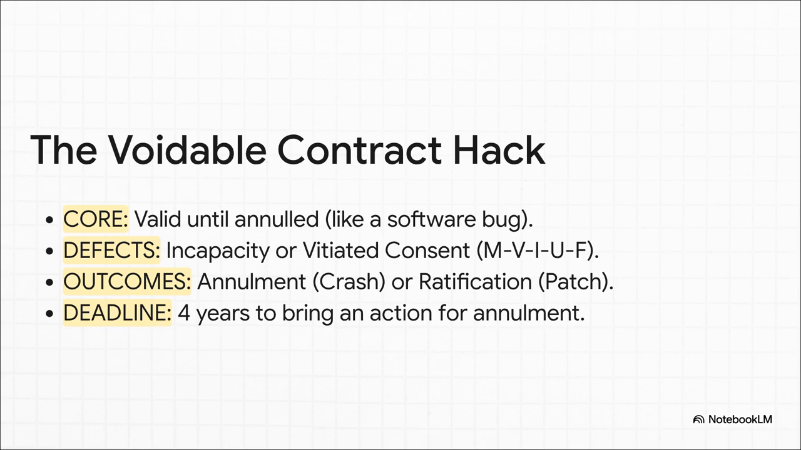The core idea? It's that software bug. The contract works fine until it's annulled. The 2 kinds of bugs? Incapacity, someone just couldn't consent, and vitiated consent, which you'll remember with MVIUF. The outcomes? You either crash the system with annulment or you patch it with ratification. And the deadline? That 4-year ticking clock. Simple, clean, and perfect for when you're under pressure.